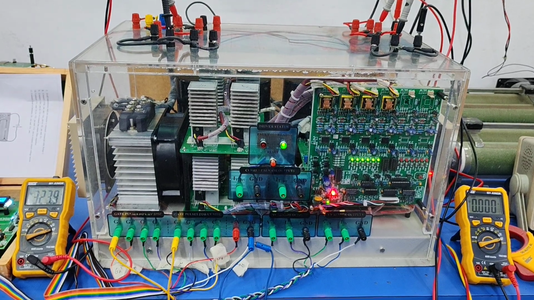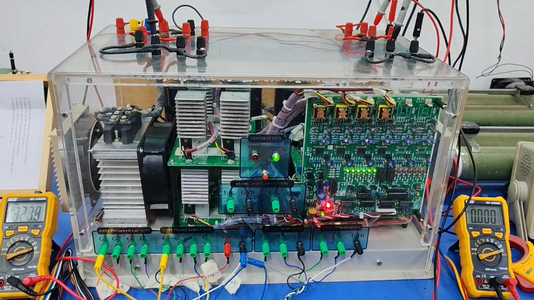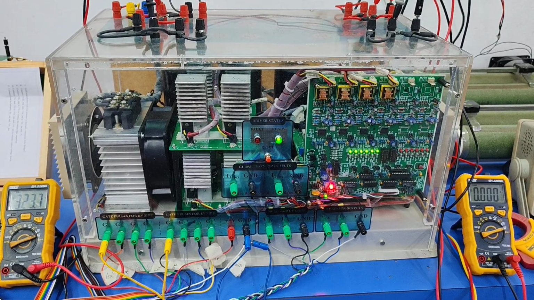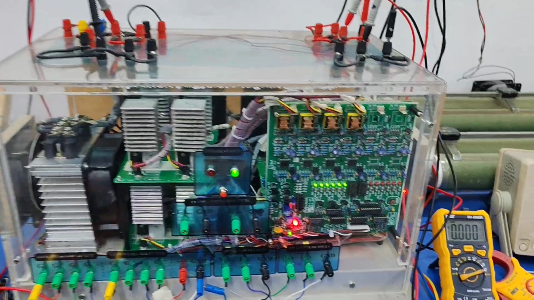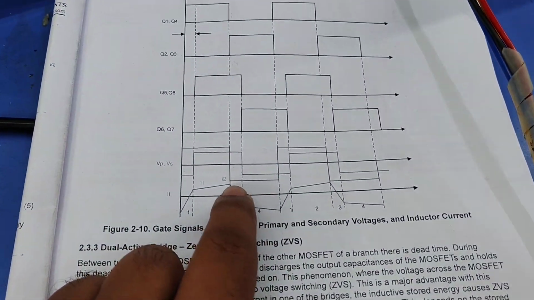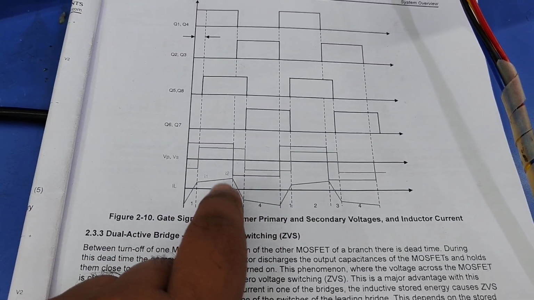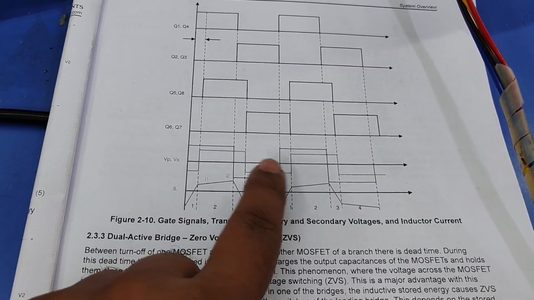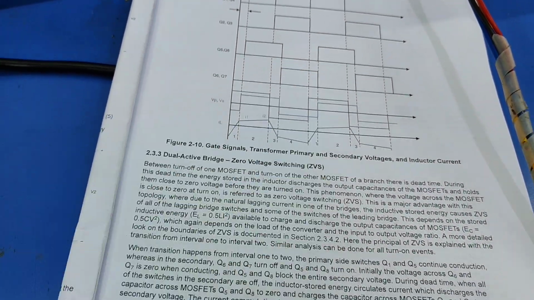Dear viewers, today I'm going to show the direct converter developed by RAM Electromech Private Limited. In this part we will see the primary and secondary voltage and the inductor current, whatever we have seen in this waveform. Primary voltage, secondary voltage, and the phase shift between these two, and the inductor current with respect to the primary voltage.